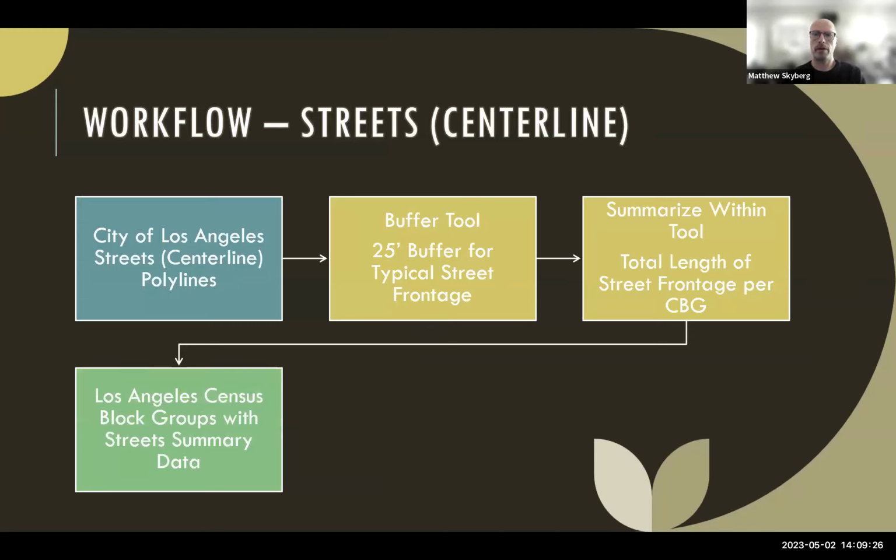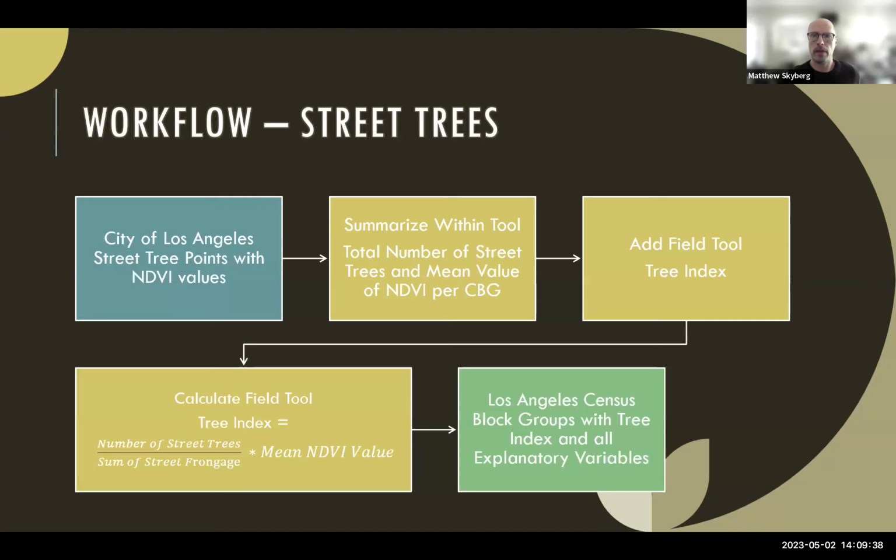The city streets were buffered by 25 feet to create a typical street frontage. And then the summarize within tool was used to calculate the total length of street frontage per census block group. The summarize within tool was also used to summarize the number of street trees per census block group and the average street tree NDVI value per census block group. Those were then used to calculate the tree index, which was the number of street trees divided by the total length of street frontage, times the average street tree NDVI value per census block group.